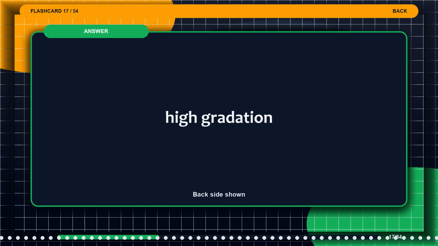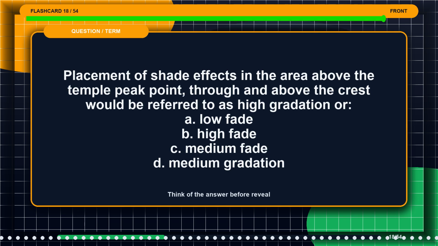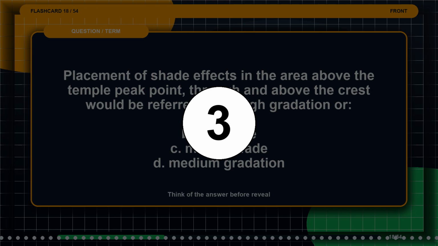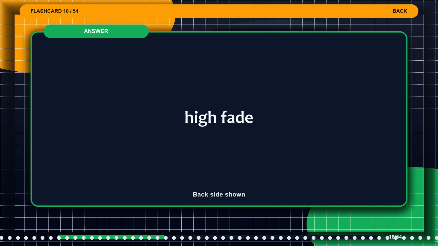The answer is high gradation. Flashcard 18. Placement of shade effects in the area above the temple peak point, through and above the crest would be referred to as: A, high gradation or a low fade; B, high fade; C, medium fade; D, medium gradation. Pause and think of the answer before the reveal. The answer is high fade.